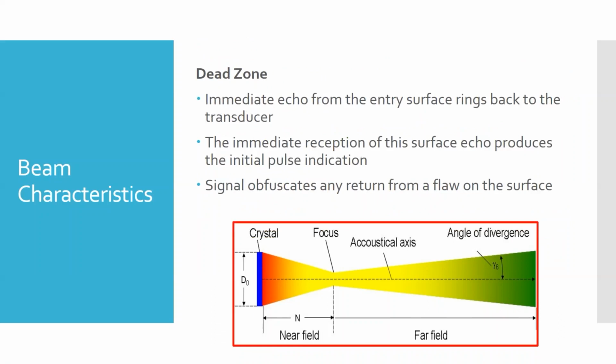So the area immediately in front of the probe, that near field area, is referred to as the dead zone. And so we can't really do any inspection in that area.